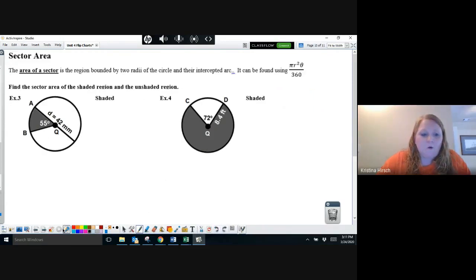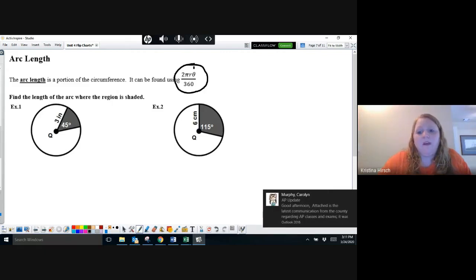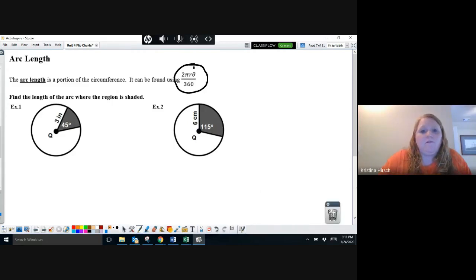All right, so let me go back, sorry. All right, so arc length has a formula, and the formula is 2 pi r theta over 360. You'll notice that 2 pi r is really just the circumference formula, right? So the circumference formula, it's because it's a piece of the circumference, it's a portion. All right, the theta over 360 is how much of the pizza or how much of the circle does it make up. So theta is the angle in which it makes up out of 360. So really it's a ratio.